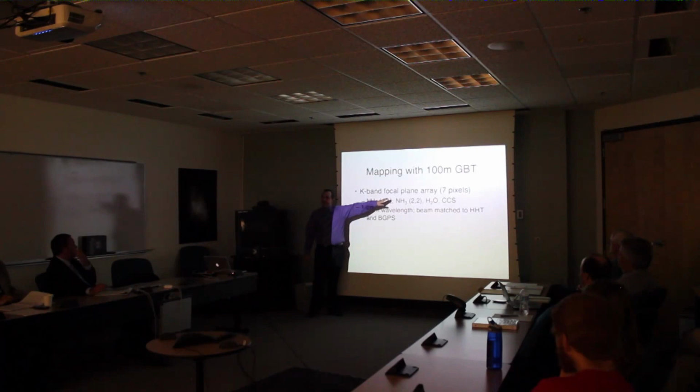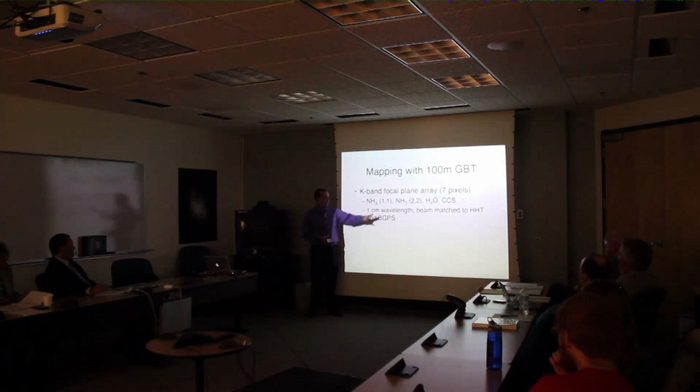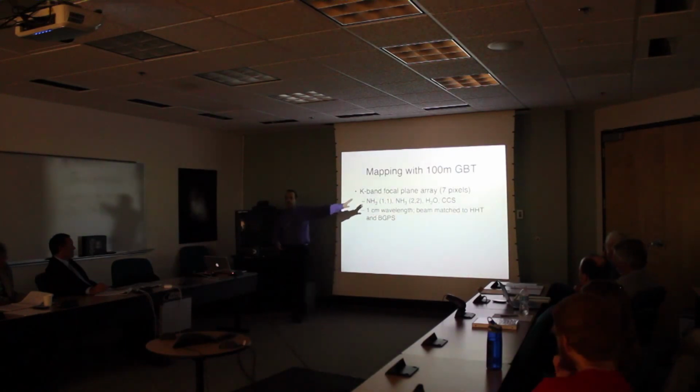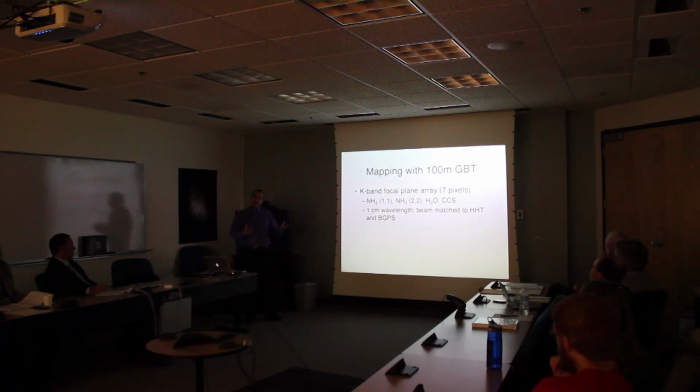So a maser is a laser. Basically, you can get coherent emission, but it's at microwave frequencies or wavelengths. And so that's why it's called a maser. And then we also looked at CCS, which is a carbon chain molecule that if you detect it, you know that the gas is sort of in its early phase of evolution. Star formation is just starting.